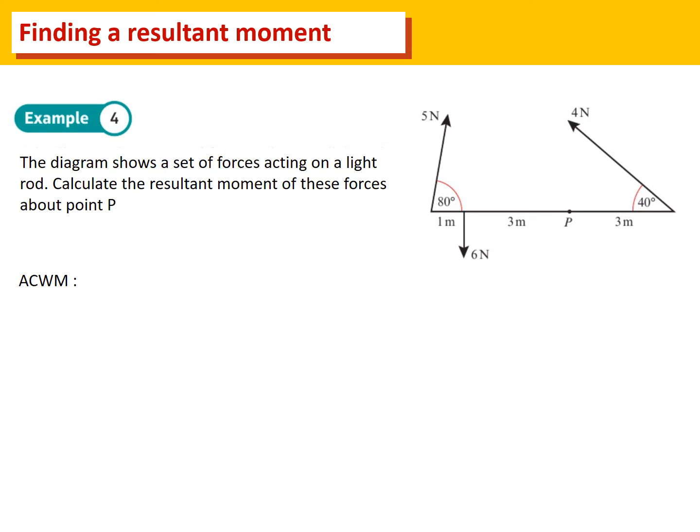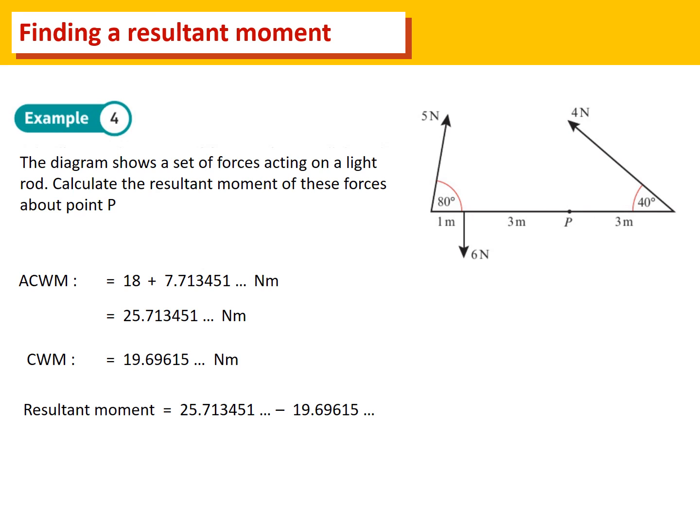So now when we put all the three forces together, the anti-clockwise moments were 18 from the 6 Newton force plus the 7.71. The clockwise moment is 19.69. So overall, the anti-clockwise moment is bigger than the clockwise moment. So the resultant turning effect is equal to 6.02 Newton meters anti-clockwise.